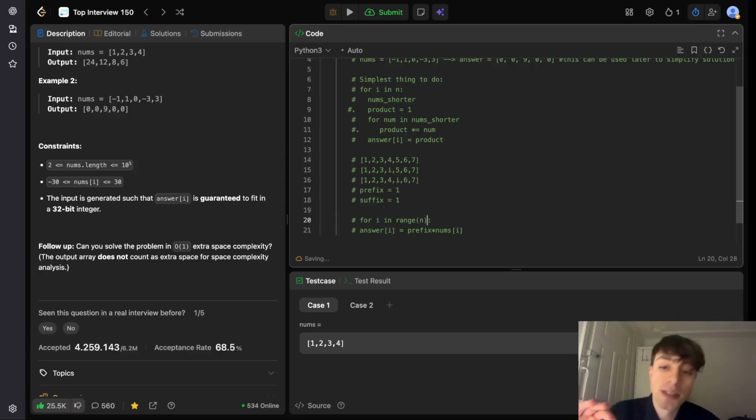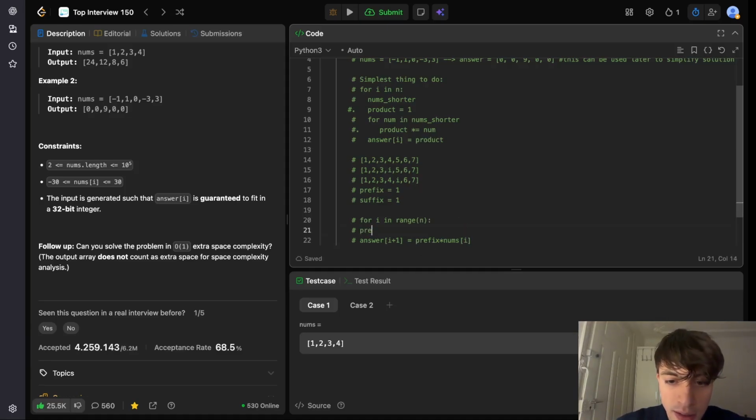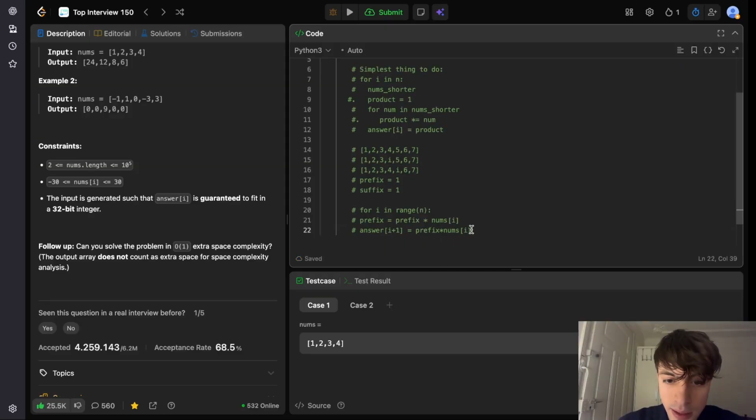Now, the problem that I see here is that for the first answer, there is no prefix. So we want basically not to include this. So we say answer I plus 1. So we take this value and we multiply that by nums I. But we need to update the prefix. So the idea is that we want the prefix to be updated, and then we multiply it by the prefix. You see what I mean?